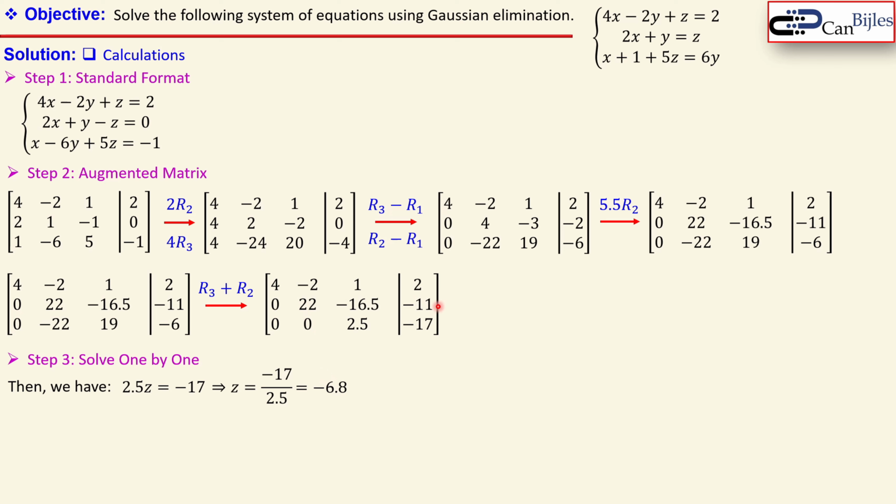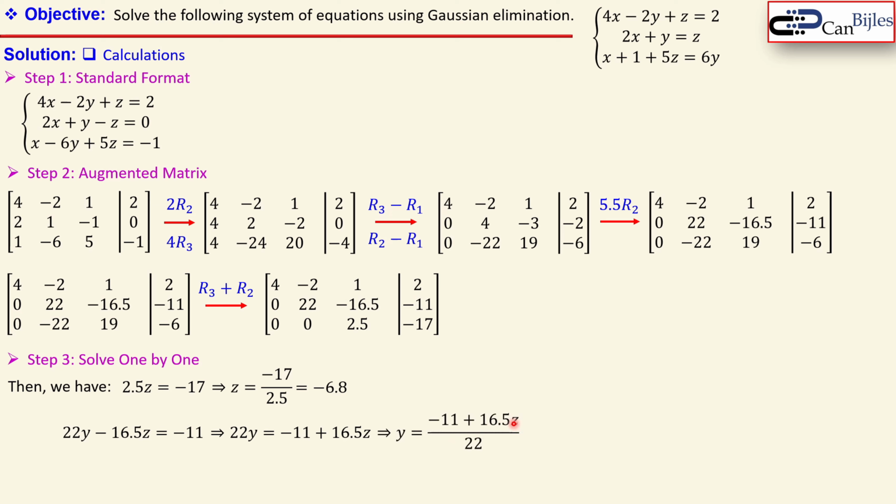So in the second row, we can now say, hey, there's 22y, because this 0 is 0 times x, so it is disappearing. So 22y minus 16.5z is equal to minus 11. So how do we calculate now the y? Now we can just put this to the right side. So this minus 16.5z goes to the right side. And you divide everything by 22.